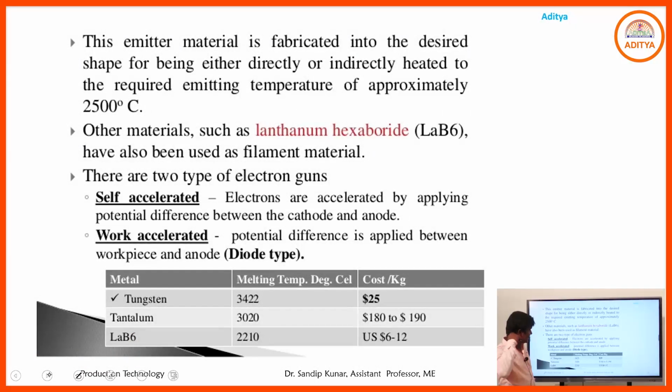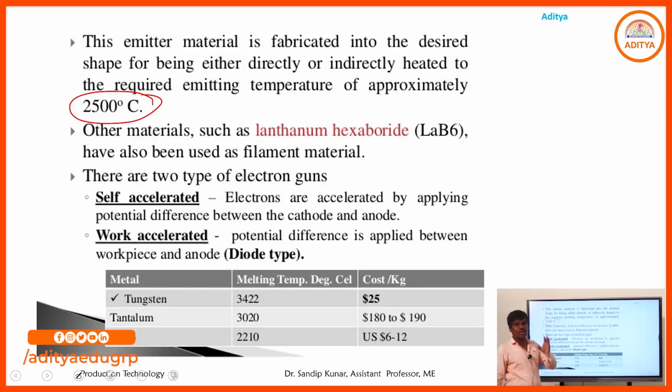Generally that emitter material is fabricated to be either directly or indirectly heated to the required emitting temperature. When it comes to the proper temperature, it helps to generate the high velocity electron beam, otherwise it will not generate the high velocity electron beam. The required temperature, due to the applied voltage, is generally near about 2500 degrees centigrade, otherwise it will not produce the high velocity electron beam.